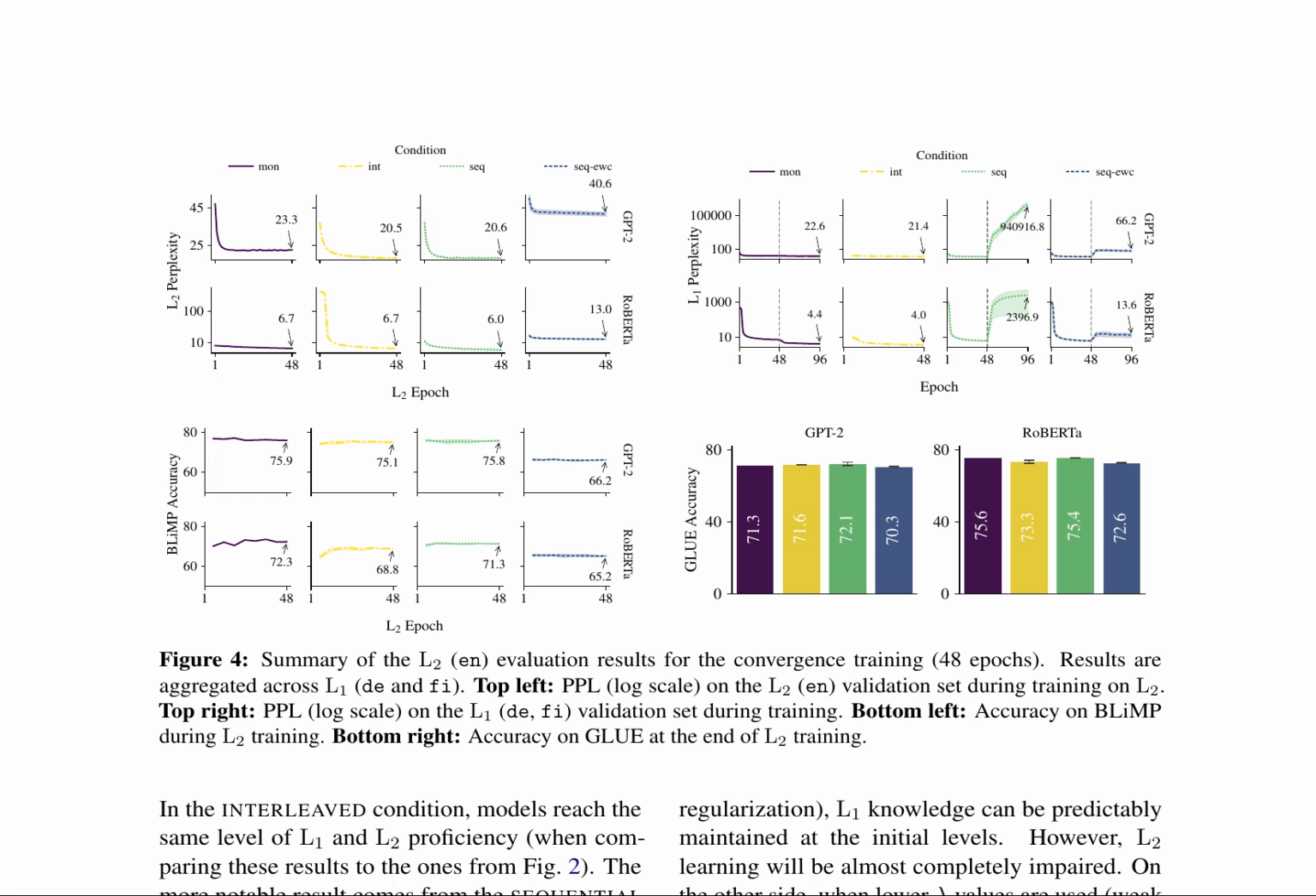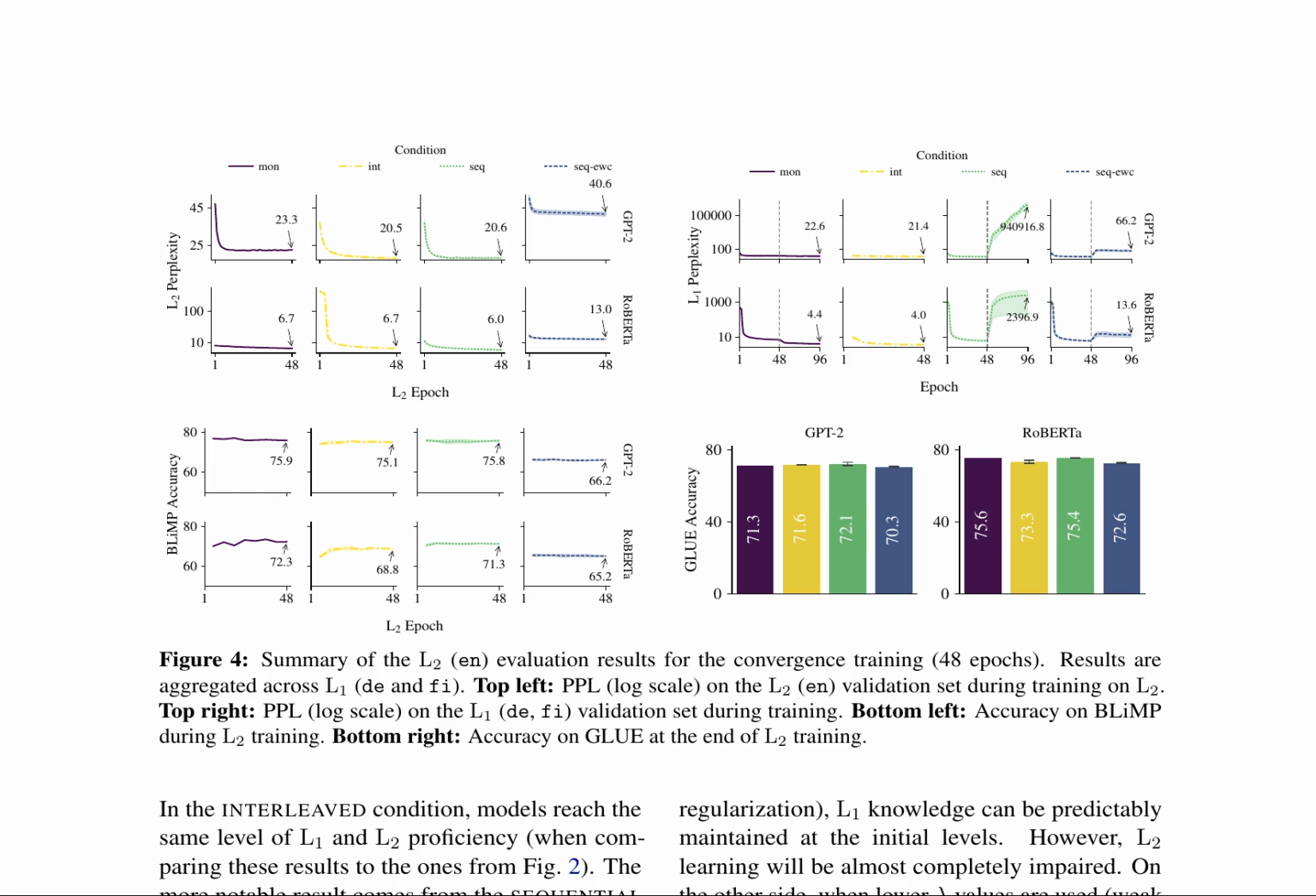Convergence training results for the L2N evaluation are presented in Figure 4, demonstrating the performance of GPT-2 and Roberta models under different conditions. The interleaved condition shows that models can achieve similar proficiency in both L1 and L2, as evidenced by perplexity values on the L2N validation set and accuracy on BLIMP and GLUE. In contrast, the sequential condition reveals that models tend to forget L1 knowledge after exposure to L2, with final L1 perplexity values indicating significant knowledge loss.